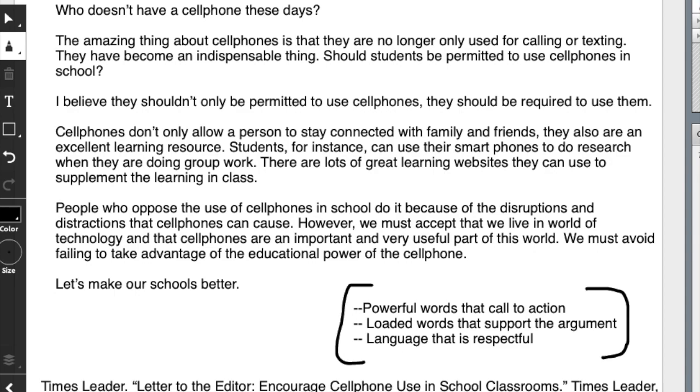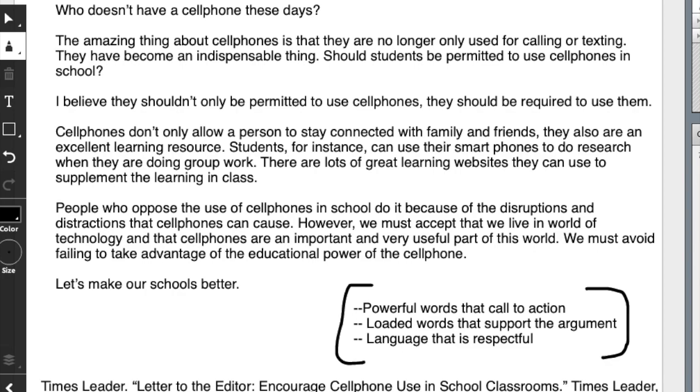All right, here we go. Who doesn't have a cell phone these days? The amazing thing about cell phones is that they are no longer only used for calling or texting. They have become an indispensable thing. Should students be permitted to use cell phones in school? I believe they shouldn't only be permitted to use cell phones, they should be required to use them. Cell phones don't only allow a person to stay connected with family and friends, they also are an excellent learning resource. Students, for instance, can use their smartphones to do research while they are doing group work. There are a lot of great learning websites they can use to supplement the learning in class.